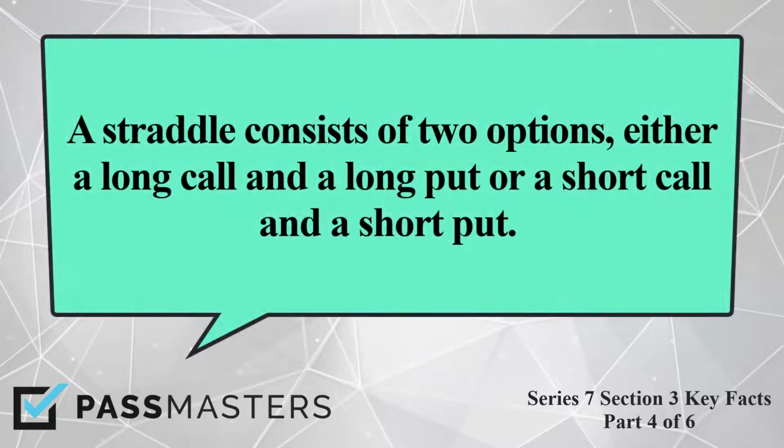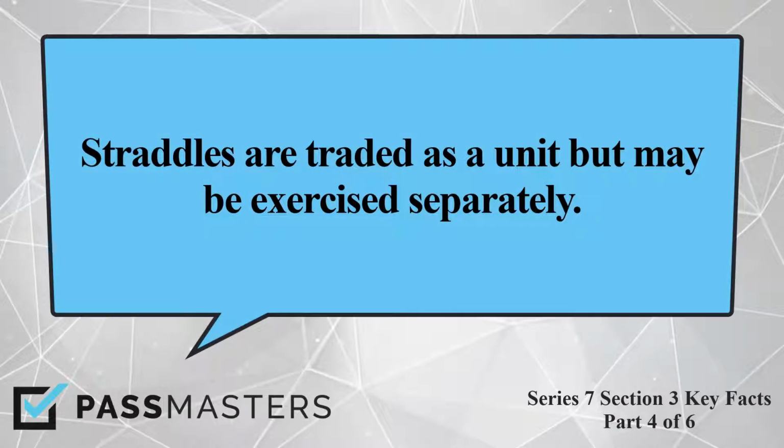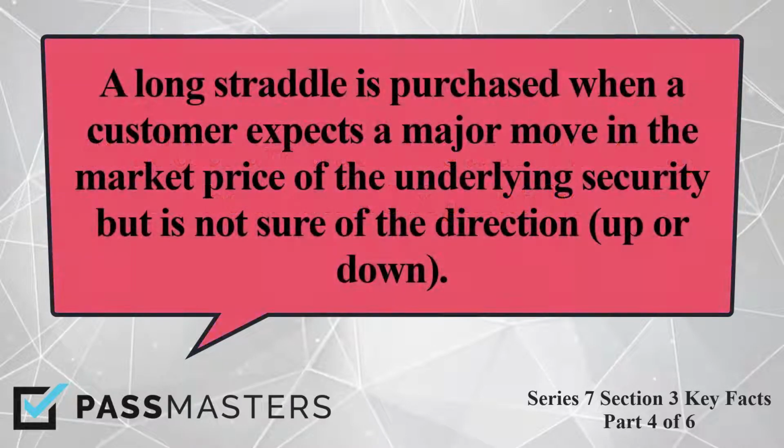A straddle consists of two options, either a long call and a long put, or a short call and a short put. Straddles are traded as a unit but may be exercised separately. A long straddle is purchased when a customer expects a major move in the market price of the underlying security but is not sure of the direction up or down.